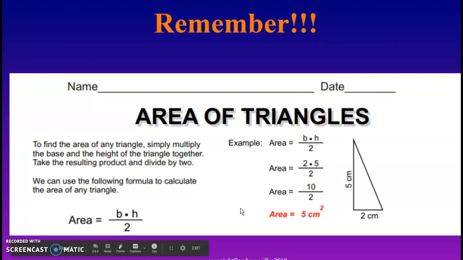You will see these notes uploaded to the Google form. So this is just a reminder of how to find the area of a triangle. Please copy down this information in your IMB so you have an example of how to find area.